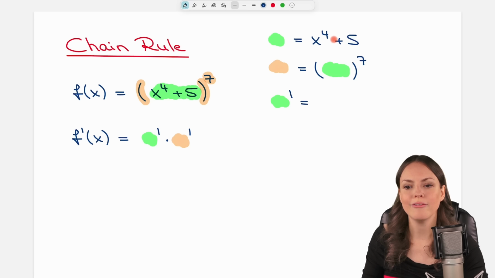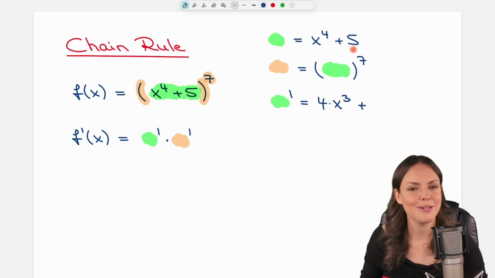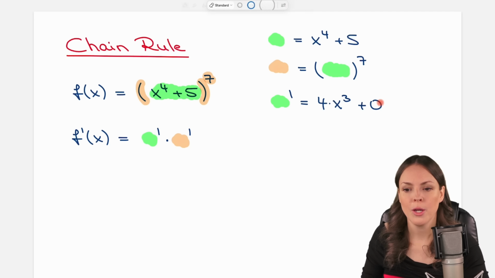Well, we have a sum, so we know we are allowed to differentiate this, and after that, then this. So x to the power of 4, we take the exponent, the 4, and then we have x to the power of 3. Then we have the plus, but the 5, there is no x in here. So we know this is just a constant. This will vanish. So we don't need the plus 0. We can just leave it like this.